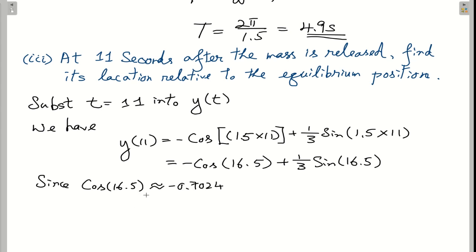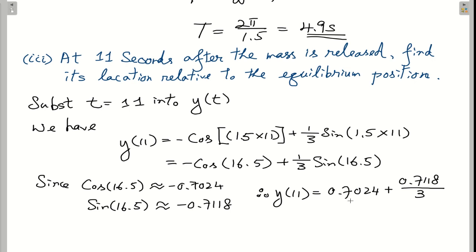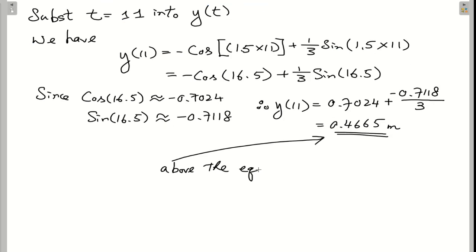And cos(16.5) is approximately equal to minus 0.7024, and sin(16.5) is approximately equal to minus 0.7118. Therefore, y(11) is approximately 0.7024 plus (minus 0.7118) over 3. The answer is 0.4665 meter. Since this is a positive answer, the mass is now above the equilibrium position by 0.4665 meter. We have done.